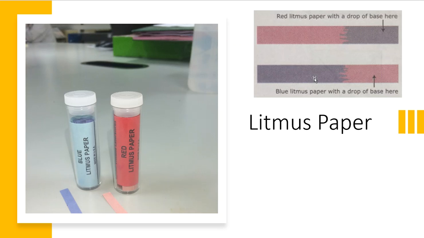So that means a base was placed onto this sheet of paper. Down here at the bottom, this is my blue litmus, blue all the way, and then I put a dab of solution onto the end, and that paper turned color, and it turned red. So that means the solution that I have used is an acidic solution.